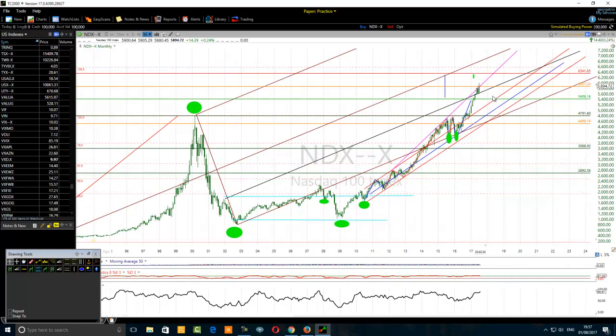If the NASDAQ 100 reaches that level of 6341, professionals will prefer to sell instead, if they want to sell. I'm not saying that they're going to sell. If they want to sell, they will prefer to sell at 6600 instead of 6341. There is another level that they may sell at.